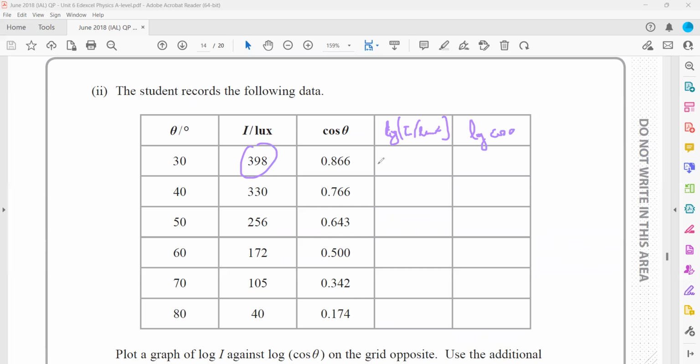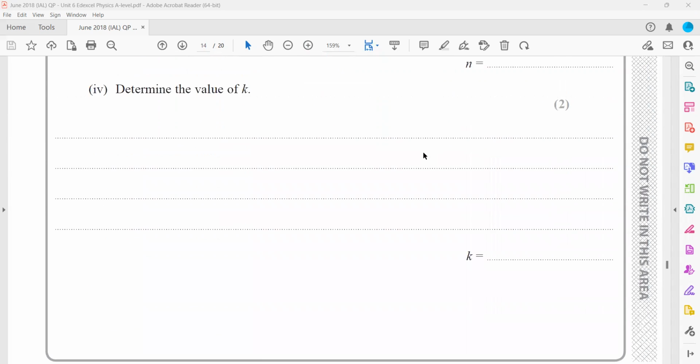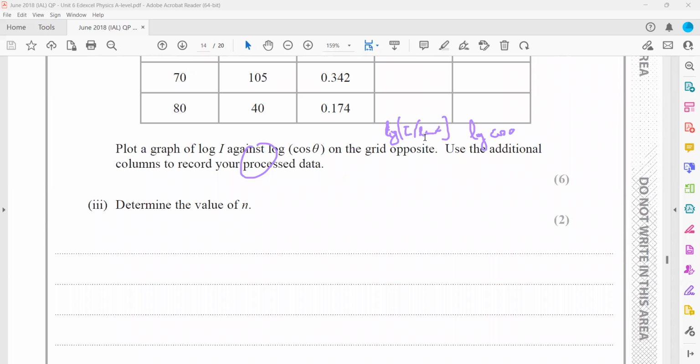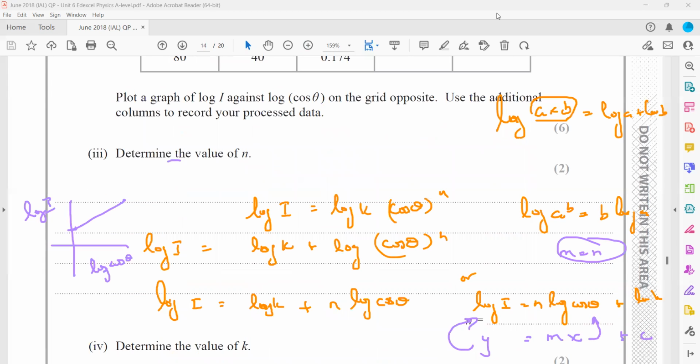So we have to take log of this and write it here, and we have to take log of cos theta, which is 0.86, and write it here and complete the values. Then we have to plot a graph from these results and determine the value of n. How do you determine the value of n and k? As we already did, this graph, you can see when we plot it, the gradient will be equal to n.